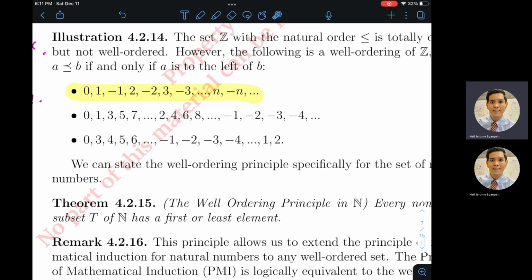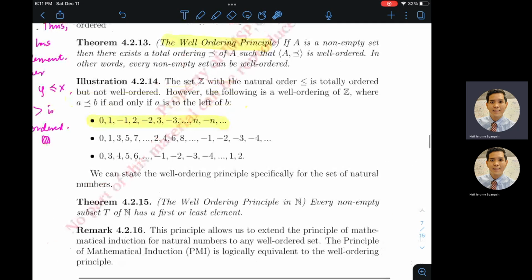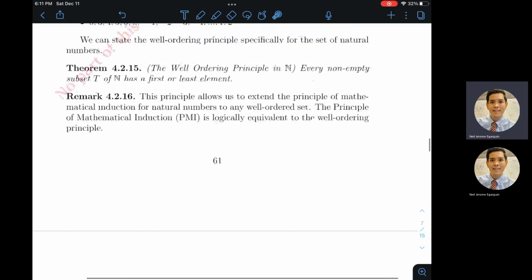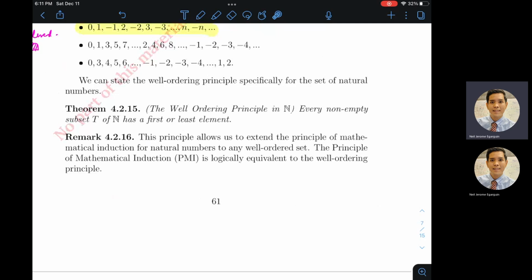Okay? So we will skip the proof, or we will not prove the well ordering principle, because the common proofs for the well ordering principle involves either Zorn's lemma or the axiom of choice, which we will discuss in the next video. But before we end this recording, let's look at some concluding remarks here. Actually, there are just 2.